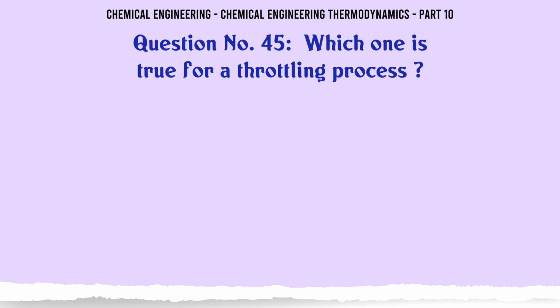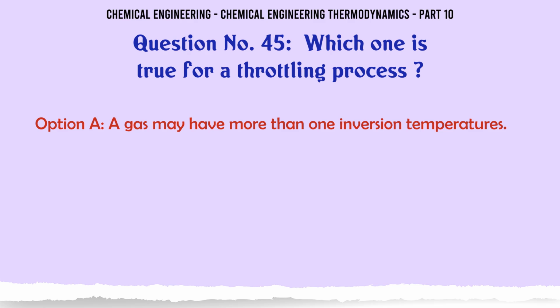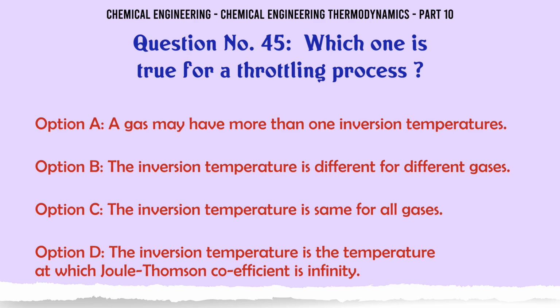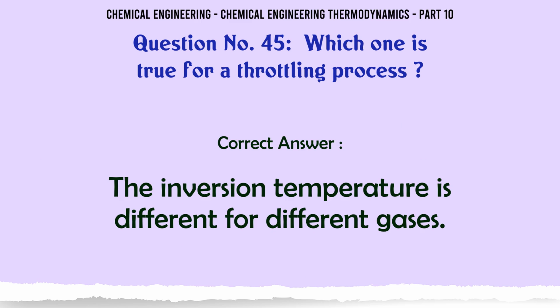Which one is true for a throttling process? A. A gas may have more than one inversion temperature. B. The inversion temperature is different for different gases. C. The inversion temperature is same for all gases. D. The inversion temperature is the temperature at which Joule-Thomson coefficient is infinity. The correct answer is the inversion temperature is different for different gases.